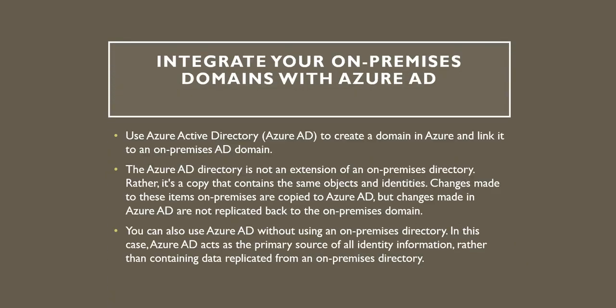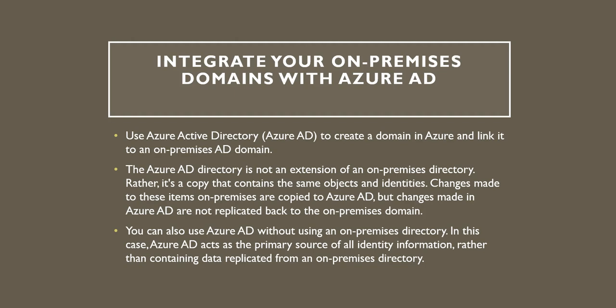First of all, we'll have a look at how you can integrate your on-premise domains with Azure AD. Use Azure AD to create a domain in Azure and link it to an on-premise domain. The Azure AD directory is not an extension of your on-premise directory. Rather, it is just a copy that contains the same objects and identities. Changes made to these items on-prem are copied to Azure AD, but the changes made in Azure AD are not copied back to your on-premise domain. So it's a one-way sync operation that flows from on-prem to your Azure AD.